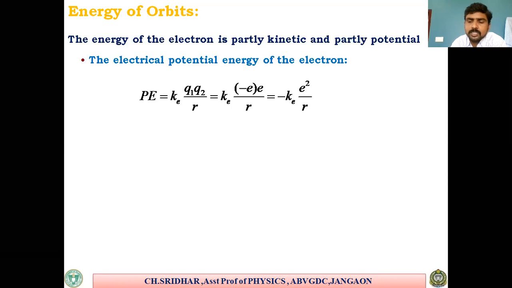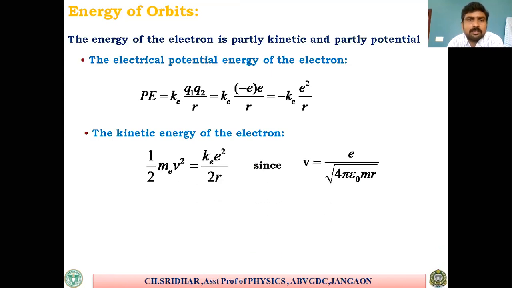So this is the potential energy. The kinetic energy of the electron is given by the general expression KE equals half m v square, where we can substitute the value of v from the previous section, v equals e by under root 4 pi epsilon naught m r. If you substitute that in the kinetic energy expression, we get half m v square equal to Ke e square by 2r. So let us simplify this.